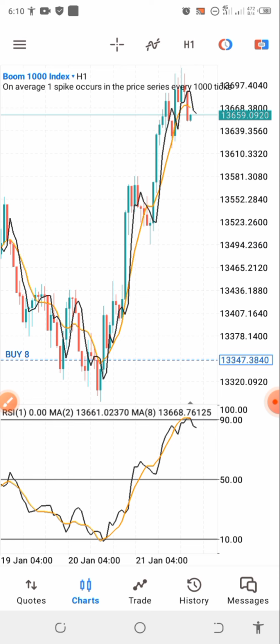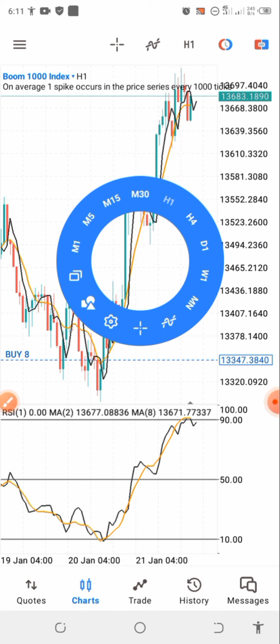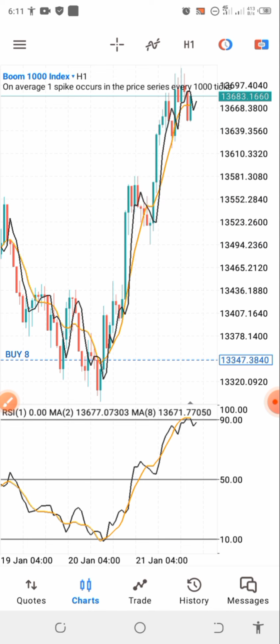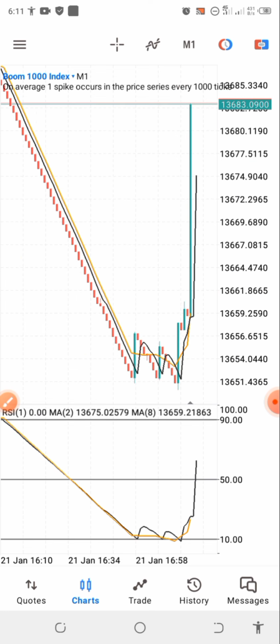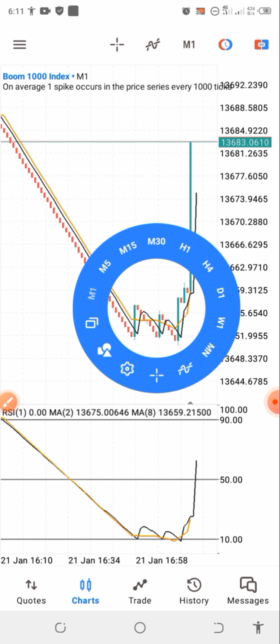So now we are done with the settings of this strategy right here. What remains now is how we are going to be making use of the strategy properly. So now, how to start making use of the strategy. Firstly, I want to show you guys that this strategy can be used in two different ways.